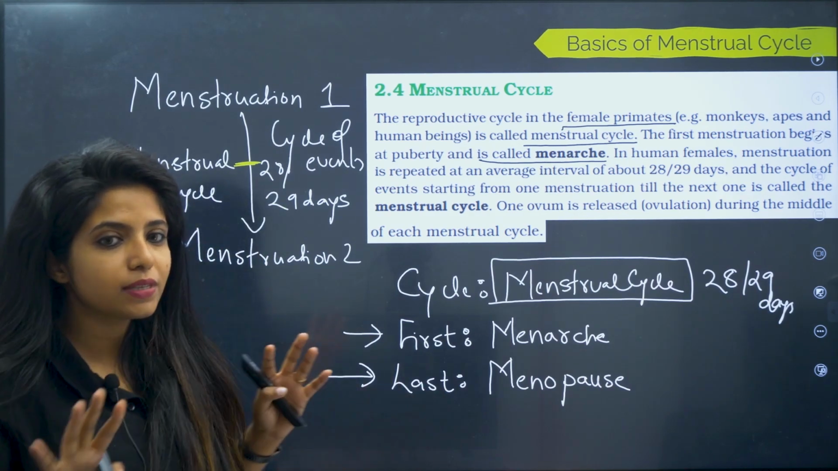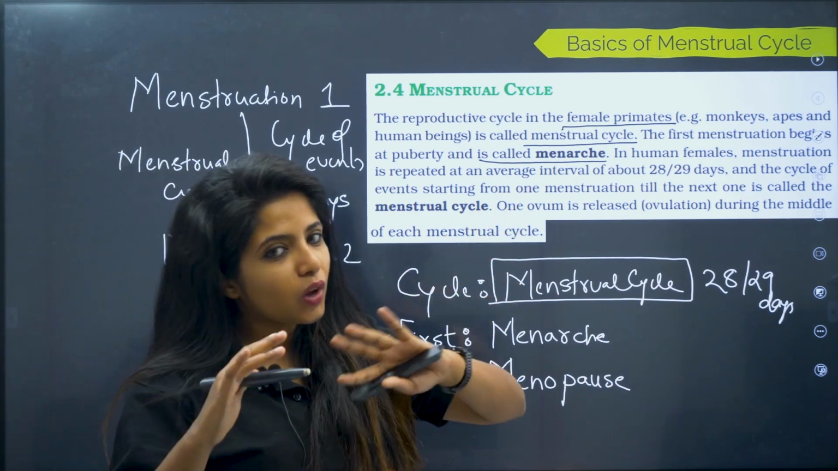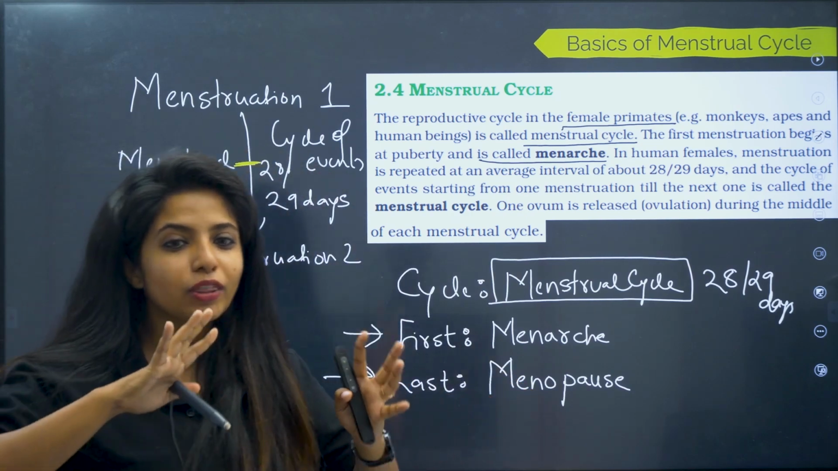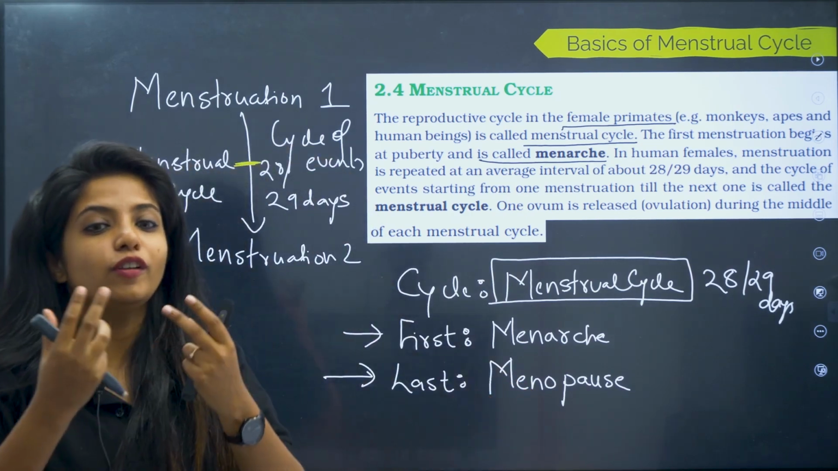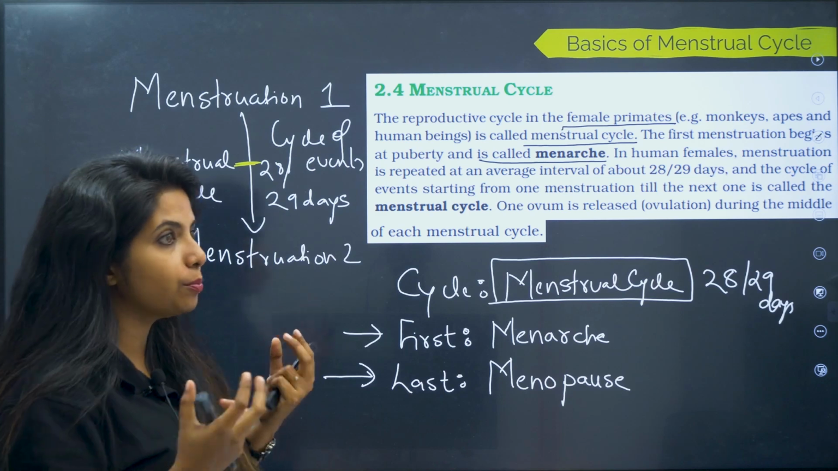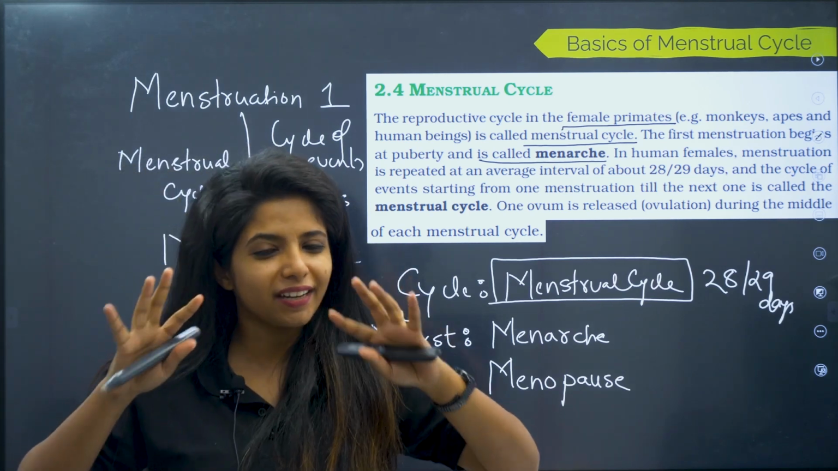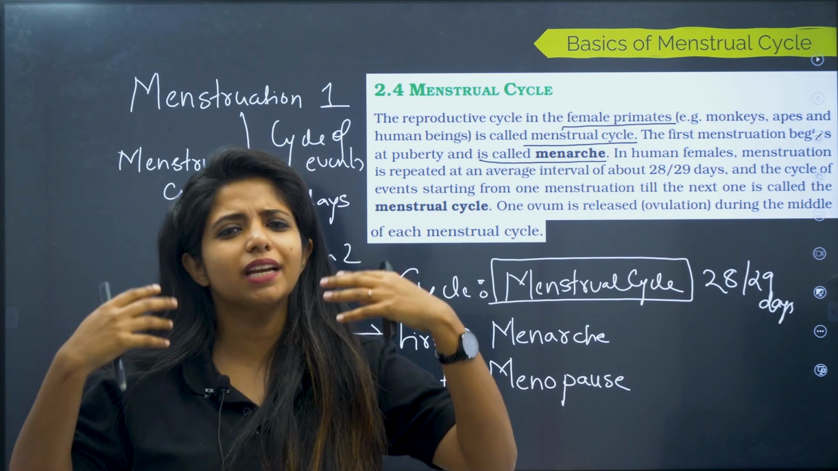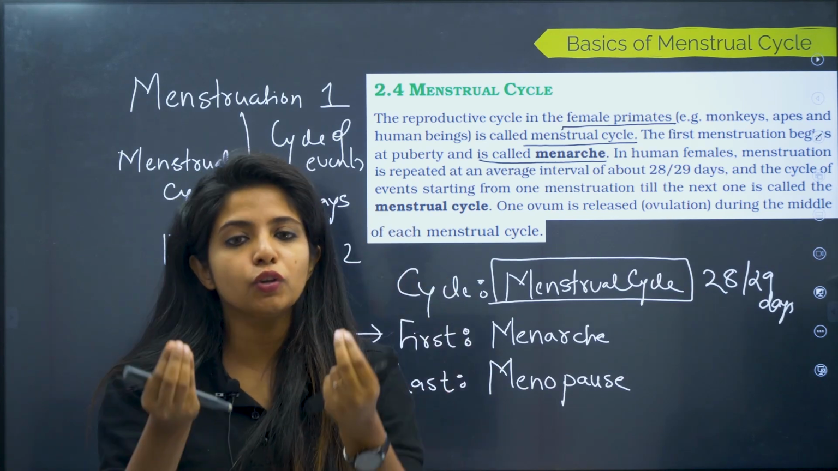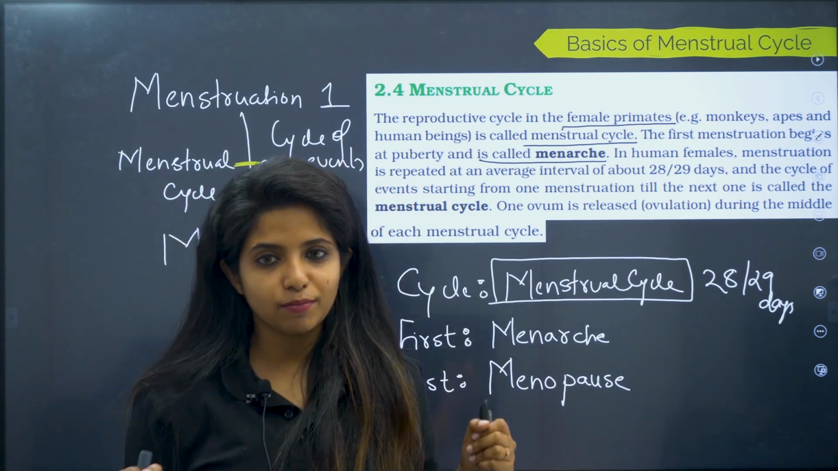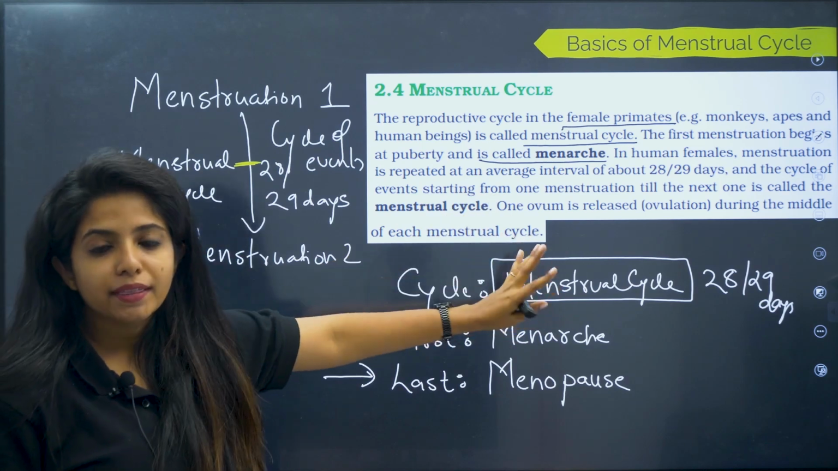If you halve 28, it's the 14th day. On the 14th day, there will be ovulation happening. What is ovulation, children? Ovulation means from the Graafian follicle, the female gamete will be coming out. It is not entirely a made female gamete, but still we say it is the female gamete. It is a secondary oocyte, right? So it comes out. I hope this is clear.